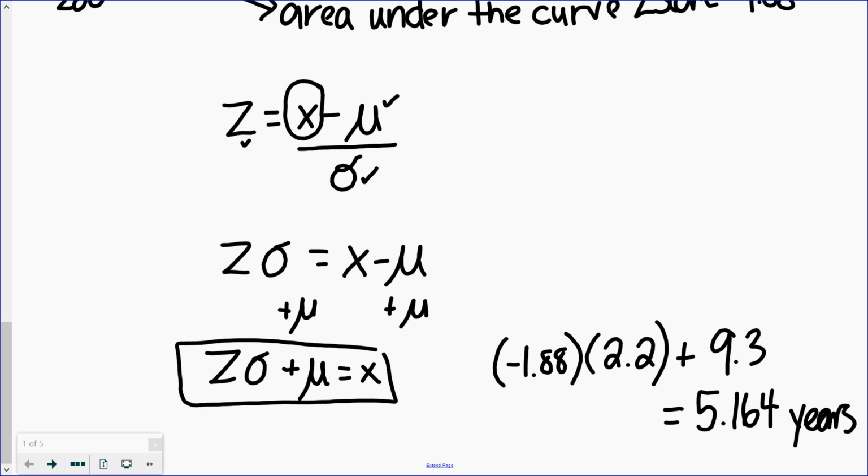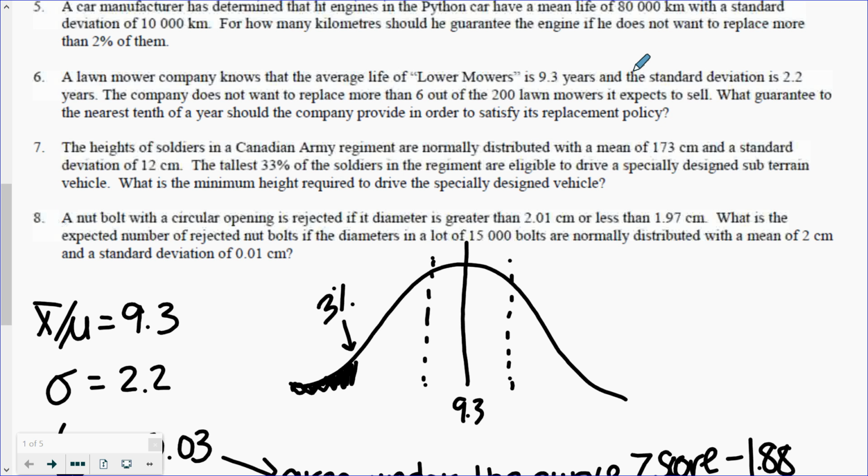So just relating it back up to the question, guaranteed to the nearest tenth of a year, I guess it would be 5.2. You see in the answers it actually says 5.1. I think maybe they used a different z-score. They might have used negative 1.885 or something like that to get a little bit of a different z-score. So, nearest tenth of a year should the company provide.